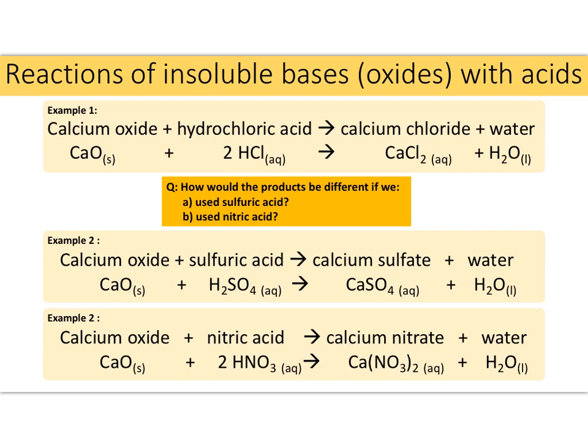The only difference is the name of the soluble salt. Because we use hydrochloric acid in the first, we get a chloride. Because we use sulfuric acid in the second, we get a sulfate. And because we use nitric acid in the third, we get a nitrate. But if you look at them, they're all metal oxide plus acid produces a soluble salt and water in every case. And because we've made it calcium oxide each time, the soluble salt always has calcium at the beginning of its name.